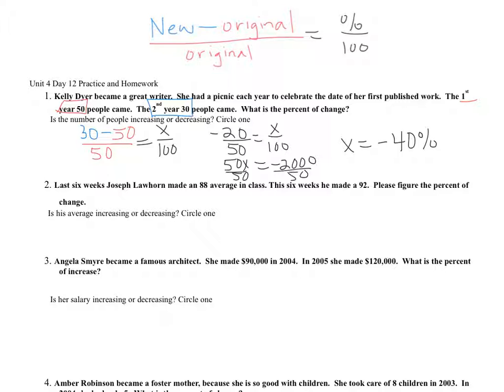Remember, we're always finding the percent, so these are percentages. If it's negative, then of course it's got to be decreasing or going down. And also you can see that from the numbers. The first year it was 50, second year 30, so that is a decrease.